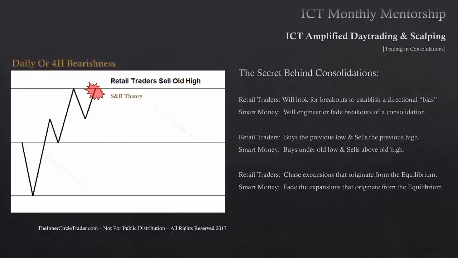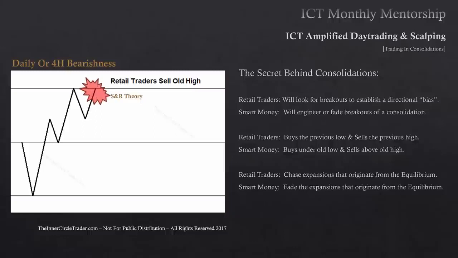Okay, the opposite here, when the daily or 4-hour is bearish, and we see price trade back up to an old high while it's inside the consolidation. Again, retail traders are going to see this as an old high. Classic support and resistance theory is going to be in operation. They're going to sell short right there, and you know what they're going to do with their stop. Their buy stop is going to be placed just above the previous high that was inside the consolidation. They have no understanding of order flow. They have no understanding of how markets build up liquidity around specific price levels, and they have no appreciation for how that liquidity is sought after in price.